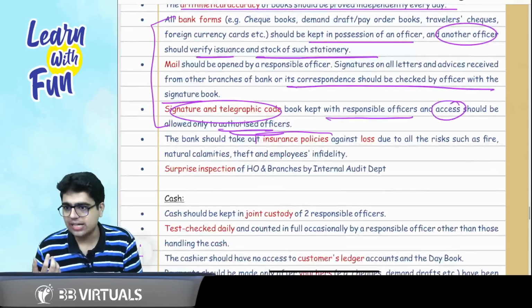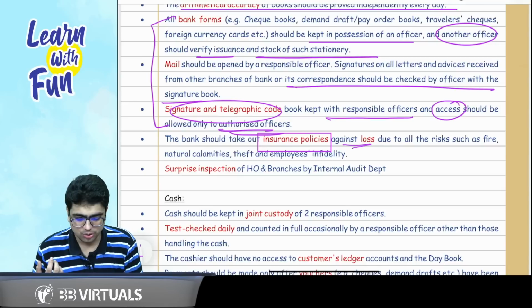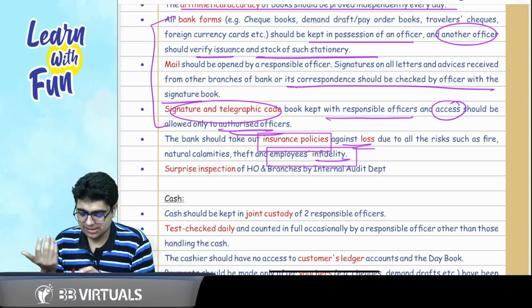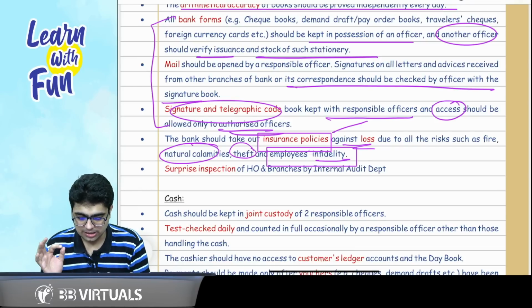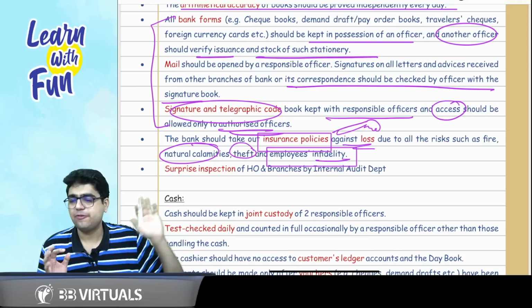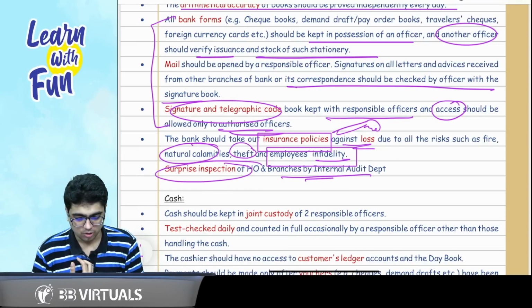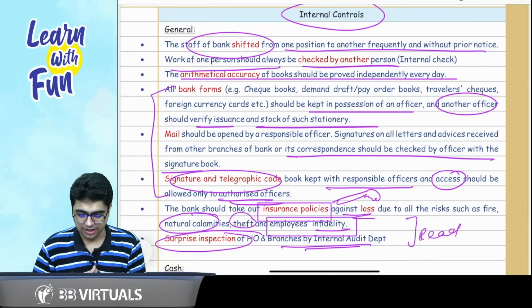Then the bank should take an insurance policy against the loss due to infidelity, that is the employees. Employees can anytime have integrity issues. Plus, there can be theft or natural calamity, so it is imperative for any bank to have insurance policies. Plus, surprise checks should also be involved. So you can read these last two points, but try to remember the first five-six points.